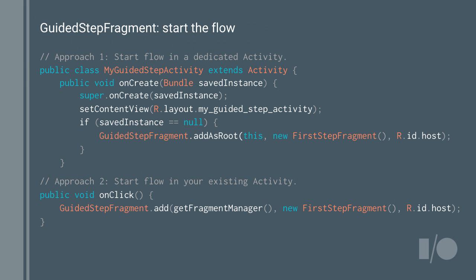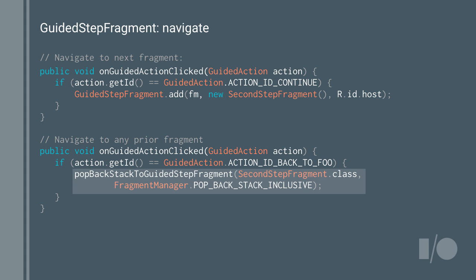To use the GuidedStepFragment, you have two choices. You either start the workflow in a separate activity, or you can start the flow in your existing activity. In the first approach, you call add as root in the activity's onCreate. Remember, you only do this when savedInstanceState is null. If your activity is restoring from saved instance state, the fragment manager will automatically restore the fragment for you. So you don't want to add a duplicate fragment in this case.